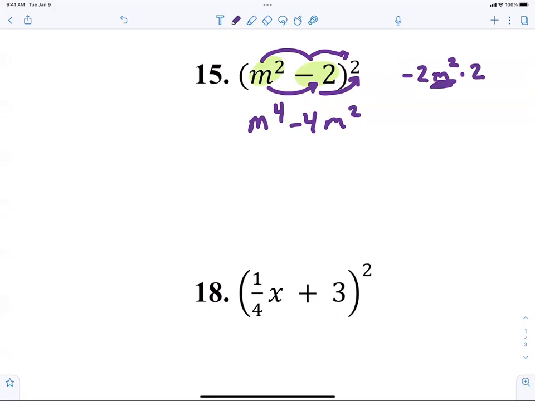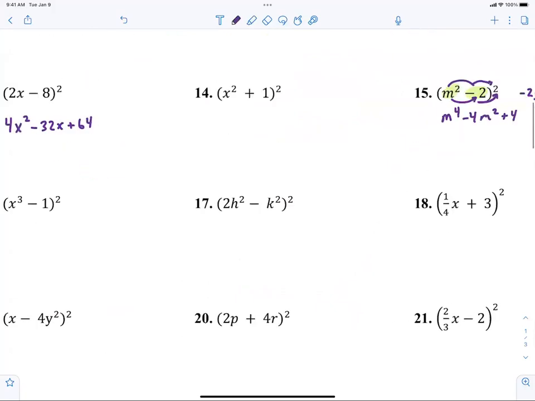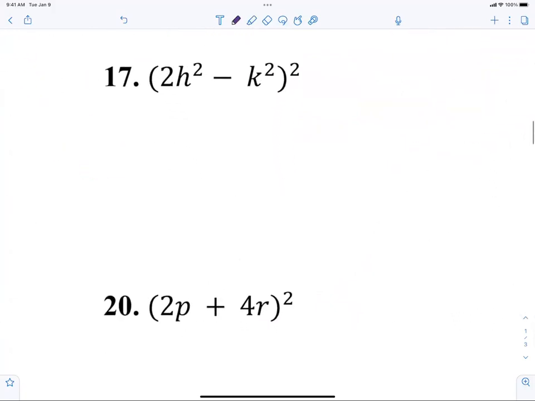2 squared is 4, the last one. But when you square a negative, it becomes a positive, so plus 4. That was hard. And that's why I'm fussing at you guys. All right. Jackson, you're doing 17. A little bit harder even.